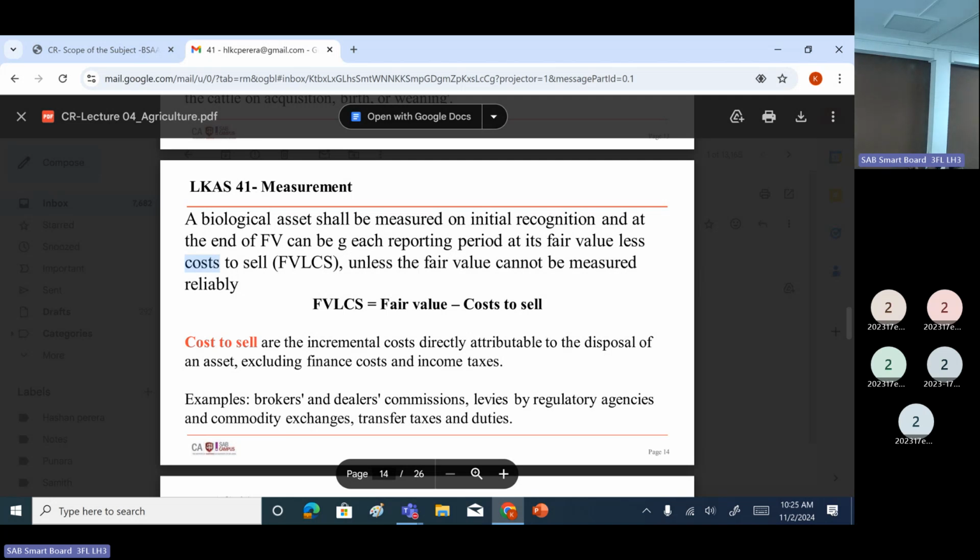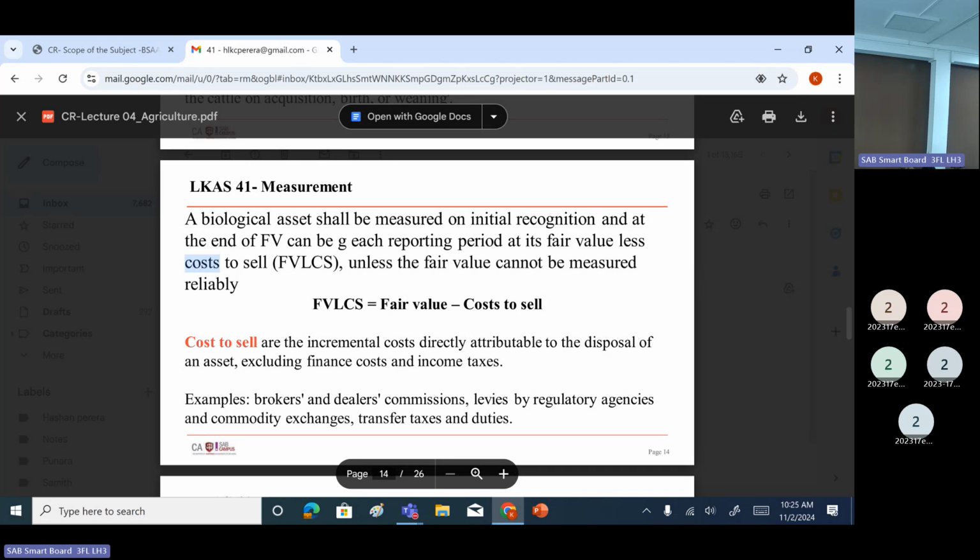We know the definition, recognition, and now measurement. What are the assets? We have a set of assets. What are the biological assets? What is the agricultural produce? We know the definition now. And then recognition. To recognize that, we should have this set of criteria.